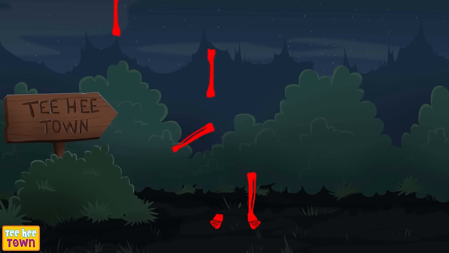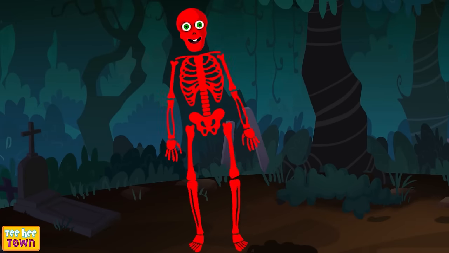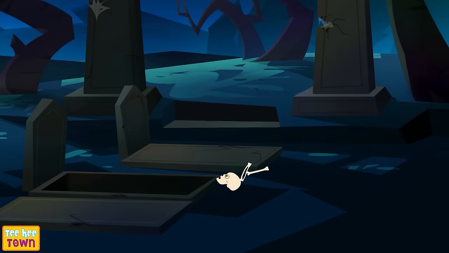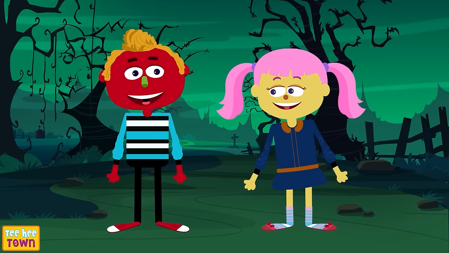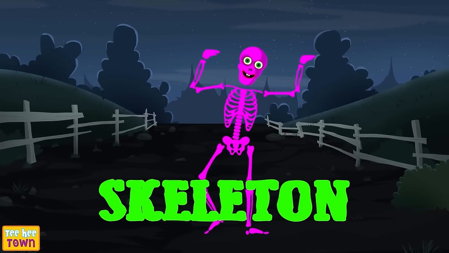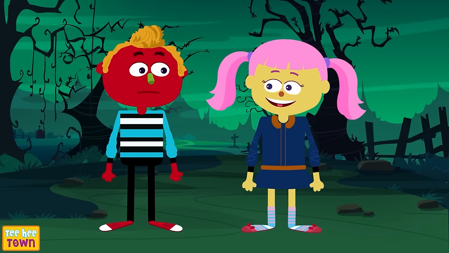Cracking bones, watch me move. I love to dance as I get on the groove. I love it in the graveyard. It's always a grand show. Who am I? Do you know? Minnie, you're a skeleton. Skeleton! Another one then. This is easy.